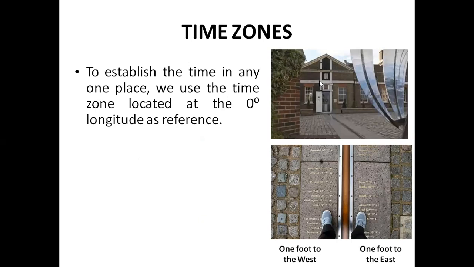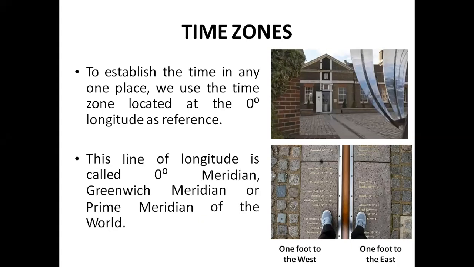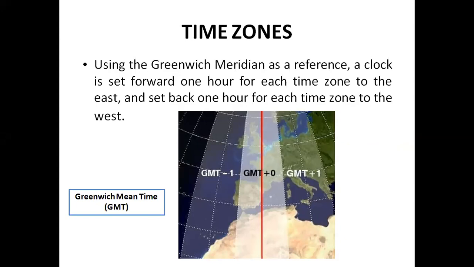This is where you have the Royal Observatory of Greenwich. So in order to establish the time in any place, we use the time zone located at 0° longitude as a reference. This line of longitude is called the 0° meridian, Greenwich meridian, or the prime meridian of the world. So whenever you go to this particular side, you add 1 day. If you go to this particular side, you subtract 1 day. So you're using this meridian as a reference.